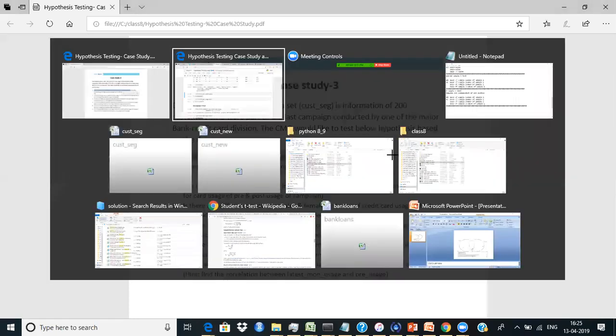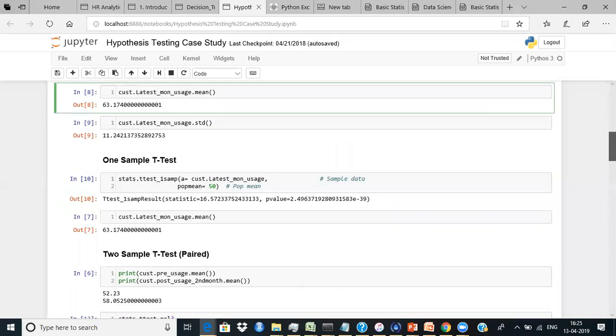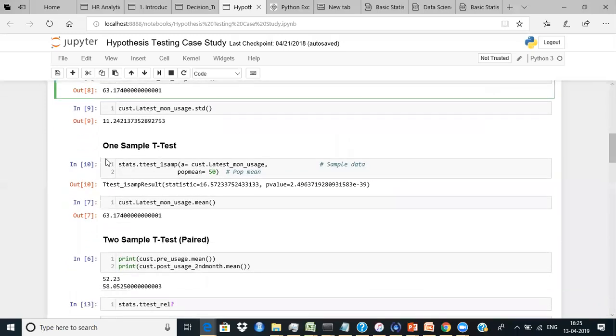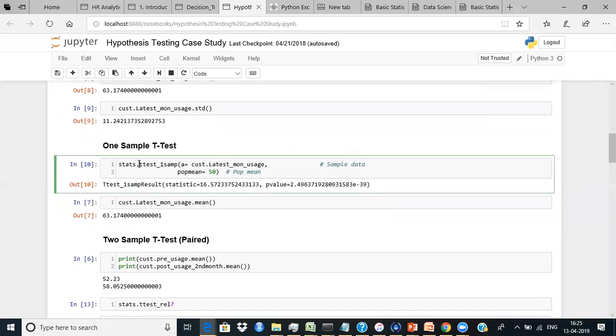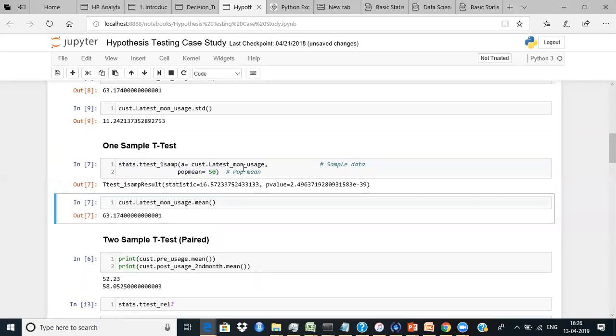Okay. Now, how do I do it in Python? So what I do is I use scipy.stats, which I have named as stats. And within that, I use T-Test one sample. Right? We're doing one sample T-Test. So T-Test underscore one sample. Within that, I pass on the column with the latest month usage. This is my sample. I pass on the sample and then I pass on what is my null hypothesis. Right? Two things, sample and null hypothesis. That's it. If you run this, you get two things as output.